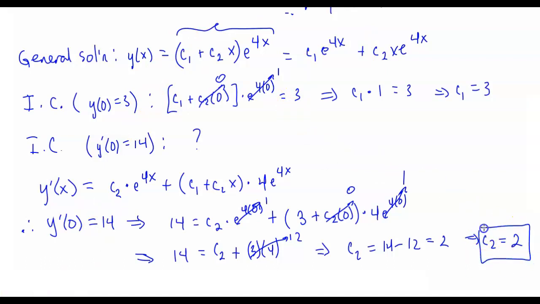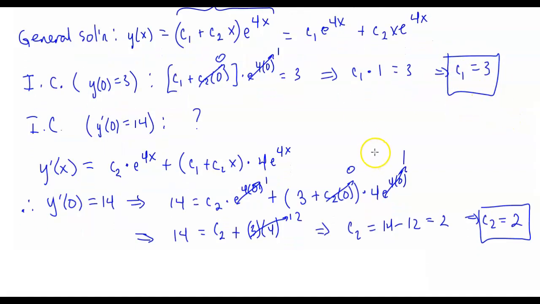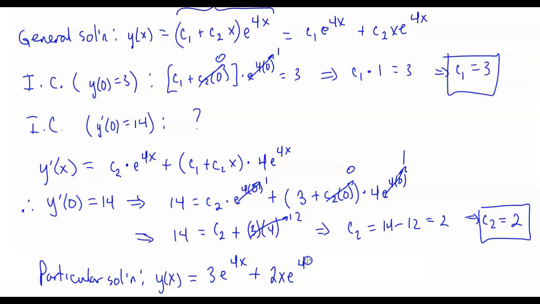All right, so that's 2. So we got here C1 is equal to 3 and C2 is equal to 2. So now we have our particular solution: y of x is equal to 3e raised to the 4x plus 2x e raised to the 4x. So that would be our final answer or final solution for this differential equation.